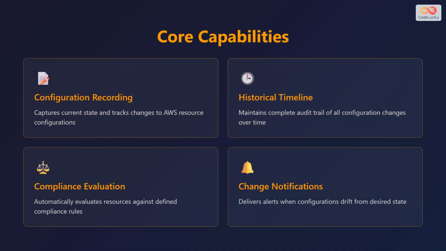AWS Config offers 4 core capabilities. First, it provides configuration recording that captures the current state of your resources and tracks any changes. Second, it maintains a historical timeline, giving you a complete audit trail of all configuration changes over time. Third, it performs compliance evaluation by automatically checking resources against your defined rules. And fourth, it delivers change notifications, alerting you whenever configurations drift from your desired state.